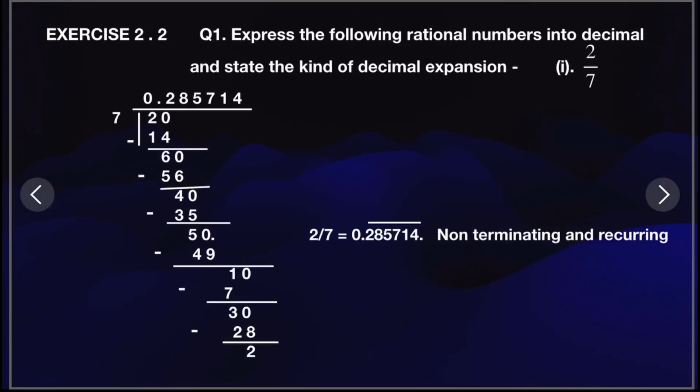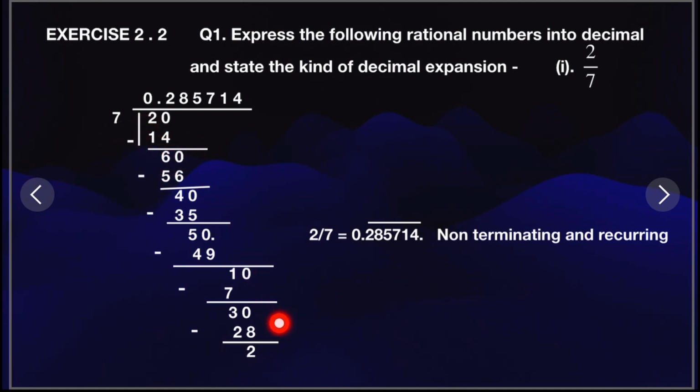Let us go to exercise 2.2. Question 1. Express the following rational numbers into decimal and state the kind of decimal expansion. 2 upon 7. So you know how to do the division. It is very simple. Follow the same method. Write 2 here, 7 here. So 2 we cannot divide by 7. So we are going to put a point, put a 0 and then do the division.